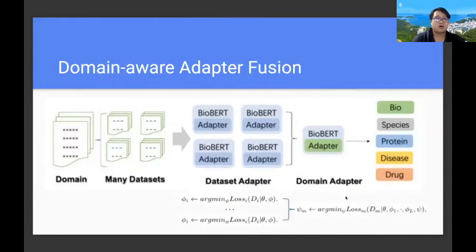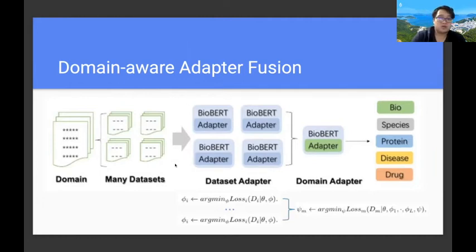Okay, now we are going to introduce domain-aware adapter fusion. So note that different data sets can belong to different domains. For example, data about drug, data about genes, data about proteins. Motivated by the similarities between different data sets, we propose to fuse the adapters that are trained on these data sets belonging to the same domain.